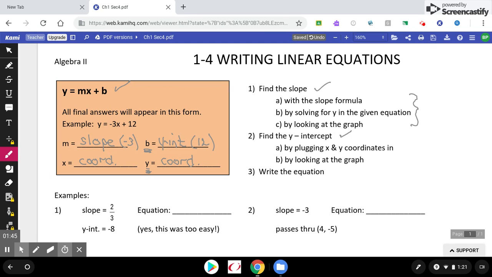One way would be to look at the graph. I mean, that's pretty obvious. If you're shown a graph and it crosses at 2, then the y-intercept is 2. If it crosses at -4, then the y-intercept is -4. But if you can't see the graph, then here's what we do. We plug in 2 numbers, one for x and one for y. So off we go here.